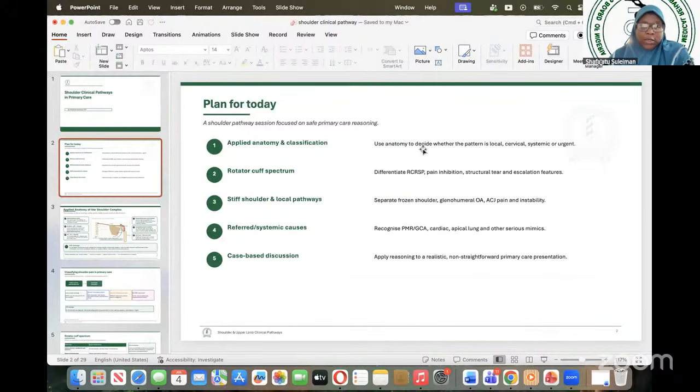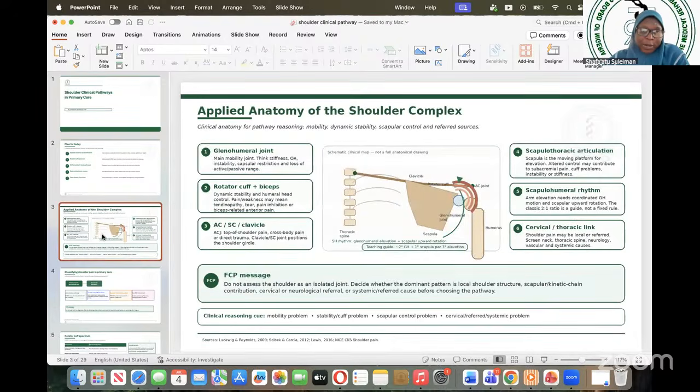Yes, that's it. So today our plan will be we're just going to look a bit into the anatomy of the shoulder. Yes, we all know about it, just a brief overview. And then we're also going to be looking into the rotator cuff spectrum, the stiff shoulder, and its local pathway. And then we move down to the referred or systemic causes, and then we're just going to briefly treat one case study.